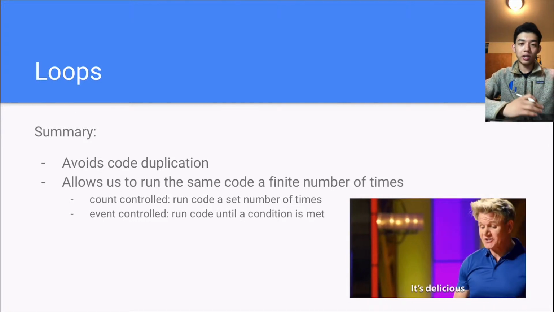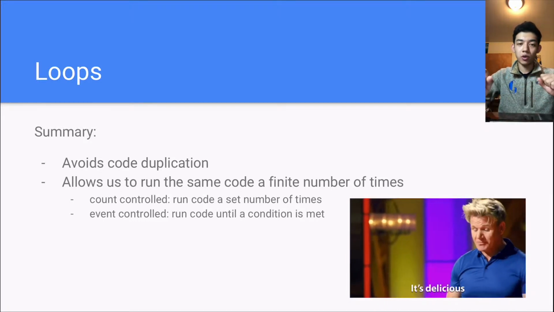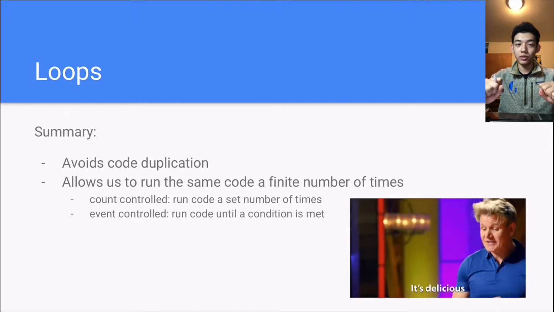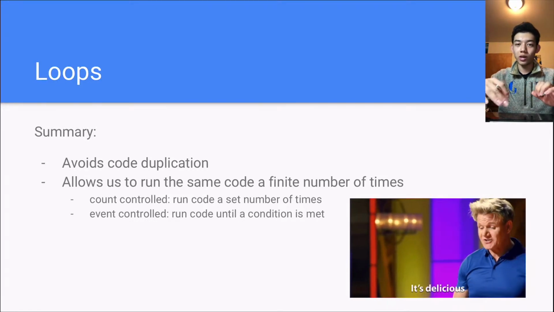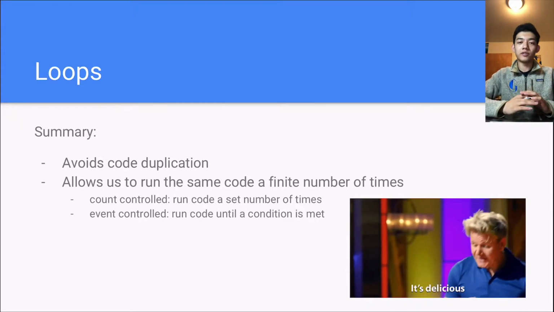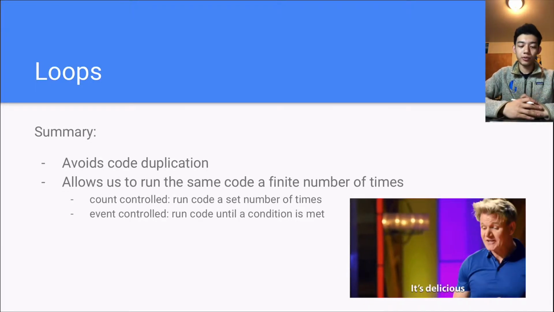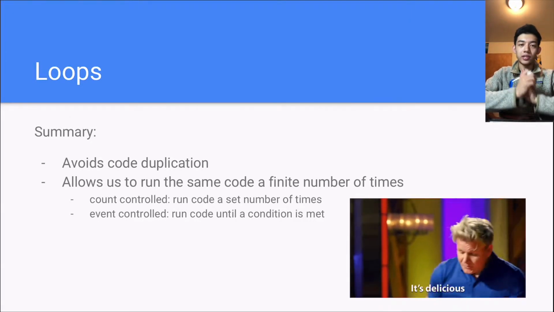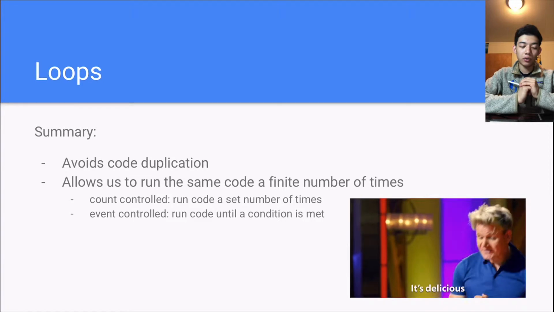Which, as you can see from our example, 3 versus 20, we'd rather have 3 lines of code do the same amount of work that 20 repeated lines would do, right? We don't want that. It also allows us to run the same code a finite number of times. So that's kind of the overall goal of loops, right? And there's 2 kinds of loops. We can have count and event controlled, and today we're only going to have time to go over count controlled.